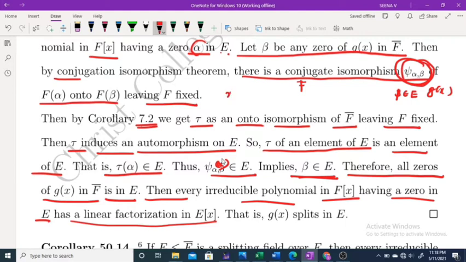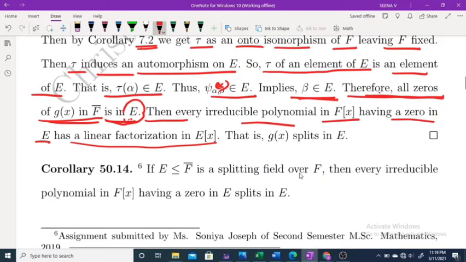If you consider the polynomial x squared plus 1 equal to 0 in C, the zeros are i and minus i. That means x squared plus 1 is (x minus i)(x plus i). We can write this just because i belongs to C. If you consider this in R, then this cannot be factorized. Therefore, here the statement is all the zeros of g(x) in F closure are in E, so we can write that polynomial as a product of its roots. Thus, every irreducible polynomial in F[x] having a zero in E has a linear factorization in E[x]. That is, g(x) splits in E.